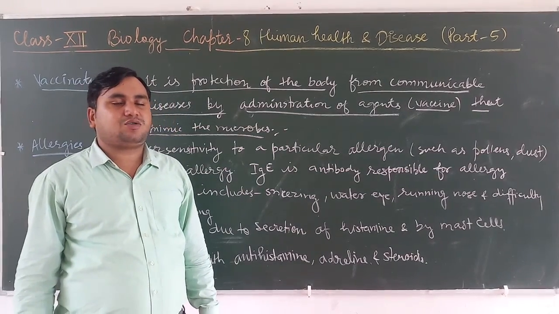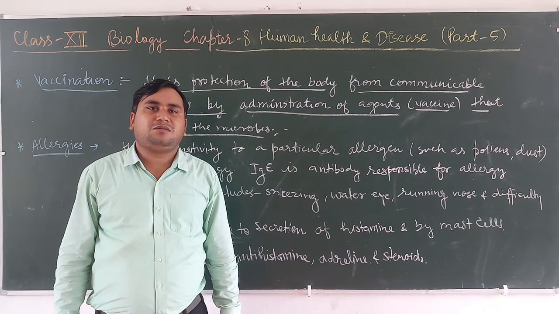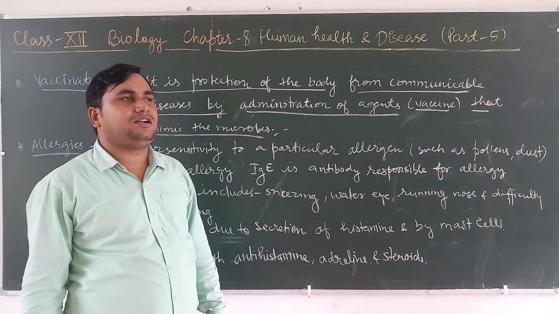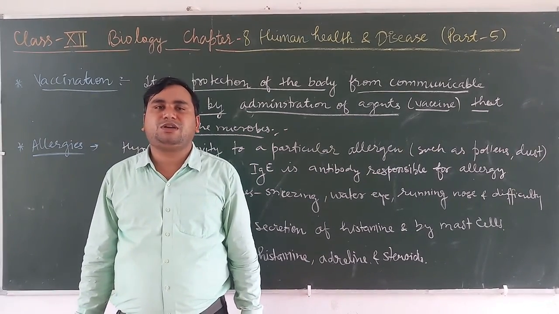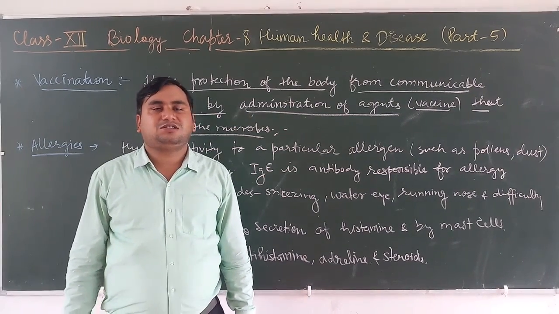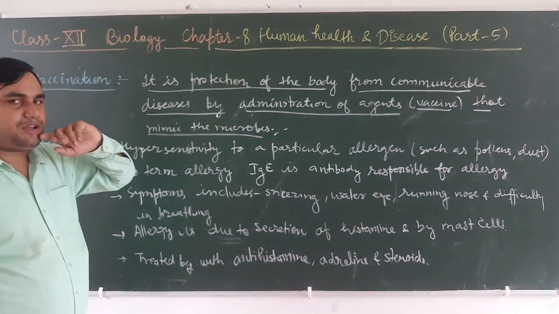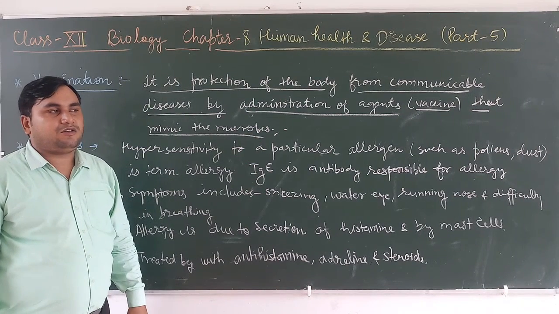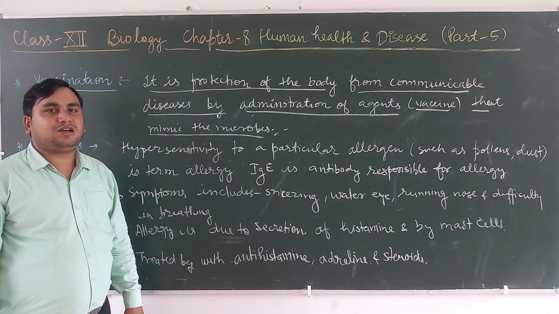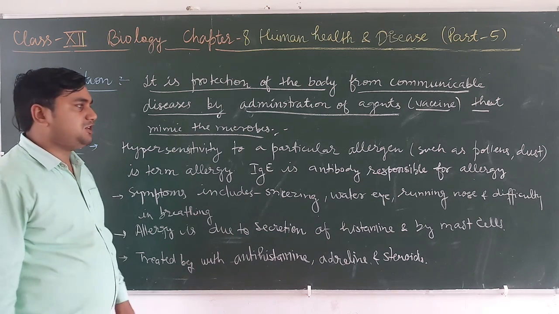Now COVID-19 is going on and researchers and scientists are working on the vaccine for COVID-19. When it comes, hopefully soon, it will be used for human beings and protect the body from COVID-19. So protection of the body from communicable disease with the administration of an agent is called vaccine, and the use of vaccines for protecting the body from different microbes is called vaccination.